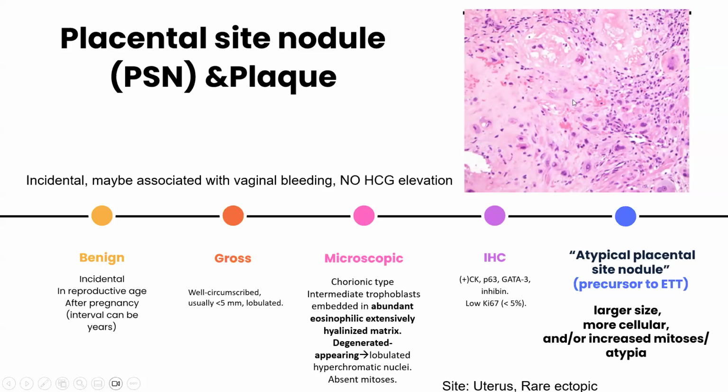Okay, what's queer and where's the surprise about this? Actually, there's a new term that is called the atypical placental site nodule. I told you that the placental site nodule, they have the atypical. What's the atypical placental site nodule? This is an entity that should be considered when we have a larger size that is more cellular. It has more mitosis and atypia. And what about this atypical placental site nodule? This in itself is a precursor to epithelioid trophoblastic tumor.